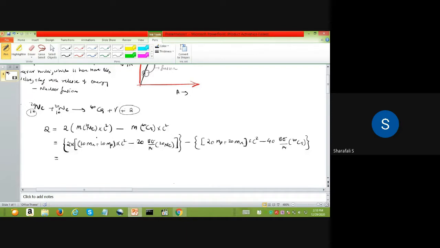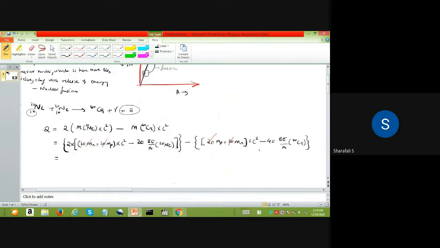So when you consider this, you can see this 2 times 10 mass of neutron plus 10 mass of proton, into c square, is available here. These are the same, because 20 mass of proton plus 20 mass of neutron into c square will be equal to 2 times 10 mass of neutron plus 10 mass of proton into c square. So these terms will get cancelled. Only the remaining 40 terms will be there. That is 2 times minus 20, so minus 40 times binding energy per nucleon of neon.